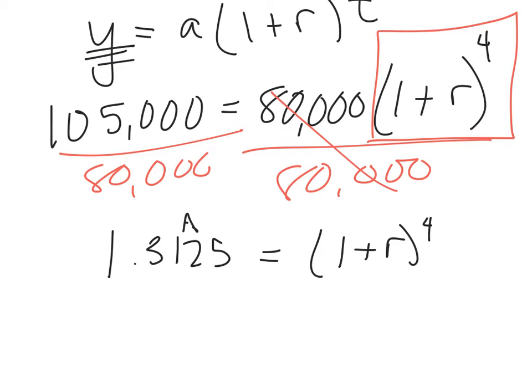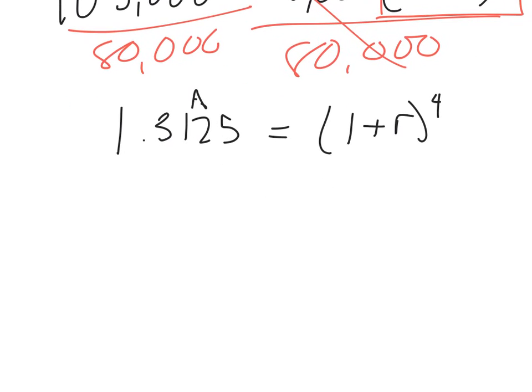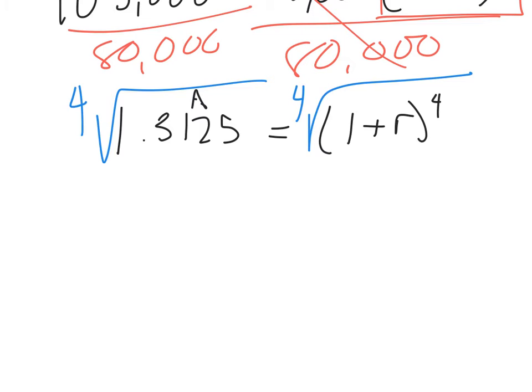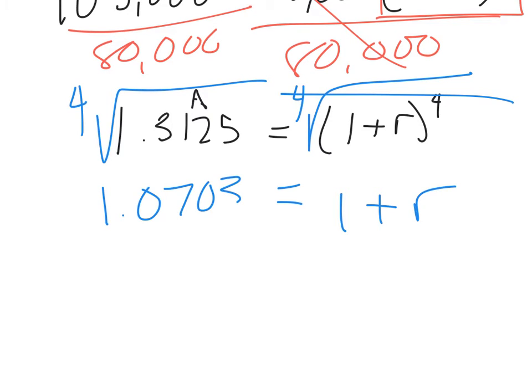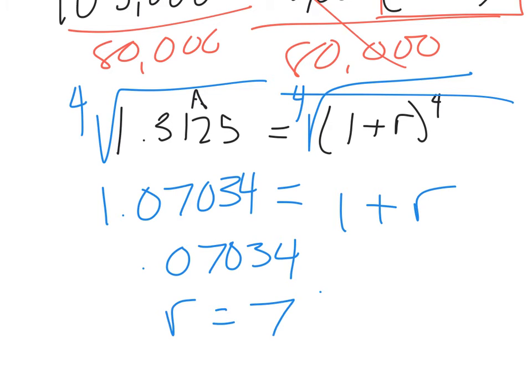Now, how do you solve this problem? Well, how do you get rid of a power of 4? Well, if it was squared, how would you get rid of a square? You take the square root. So how do you get rid of a power of 4? We're going to take the fourth root of both sides. Okay, and the fourth root and the power are going to undo each other. So here I'm going to get 1 plus r, and here I'm going to get 1.07034. And I'm going to subtract my 1, and I'm going to get 0.07034. So I can say my rate is actually 7%.